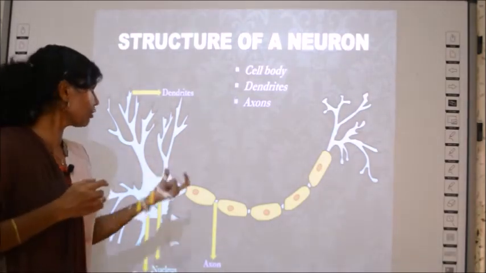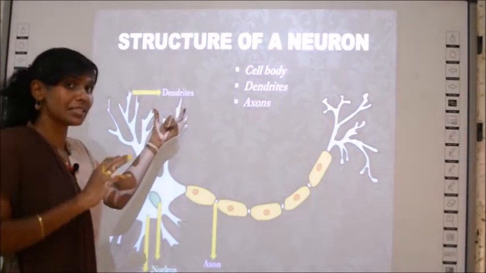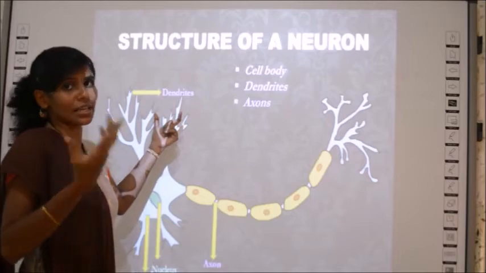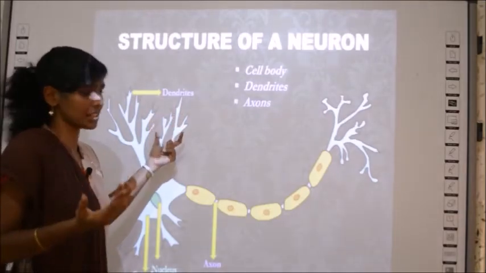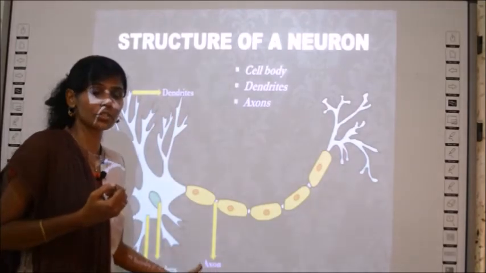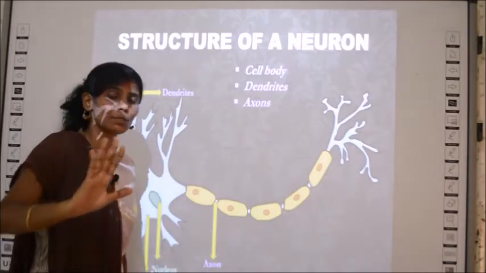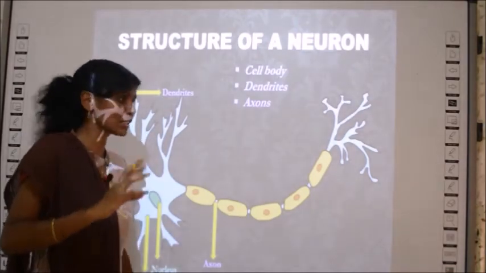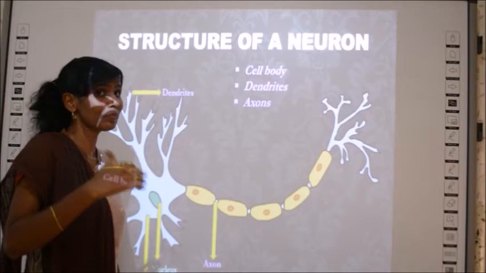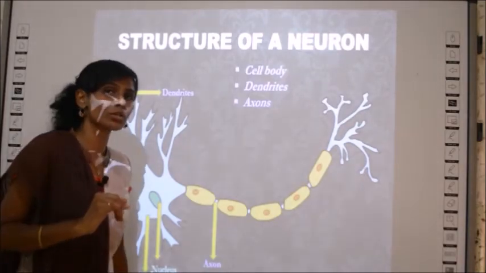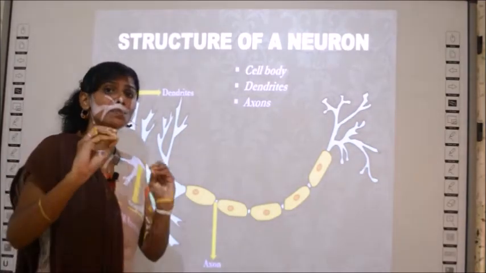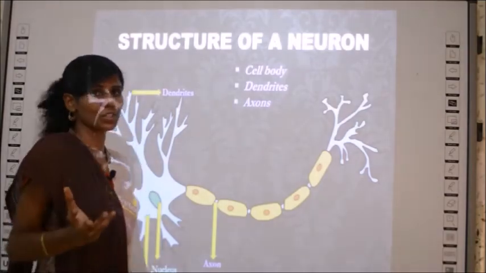Okay, so the function of dendrites is to receive and transmit to the next neuron, but the function of the axon is to just transmit. It will only give the impulses to the next neuron. So the function of axons is to transmit the impulses to the next neuron.